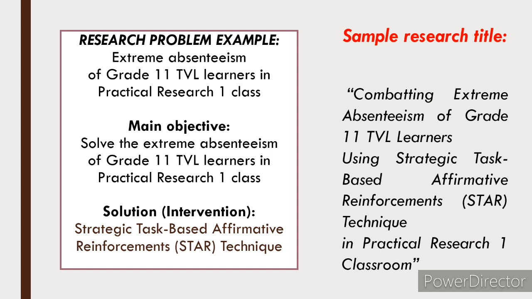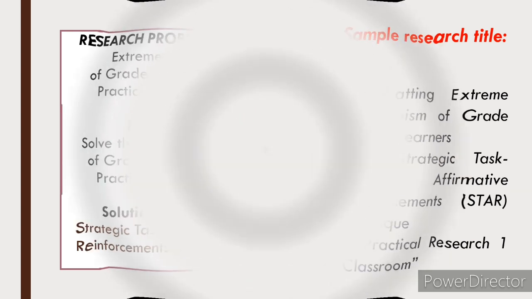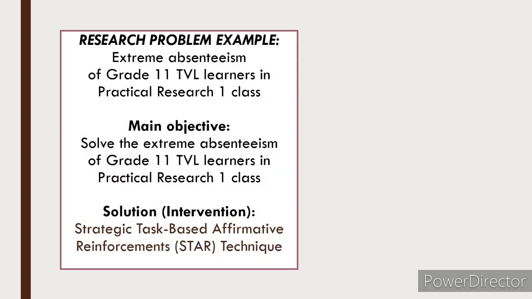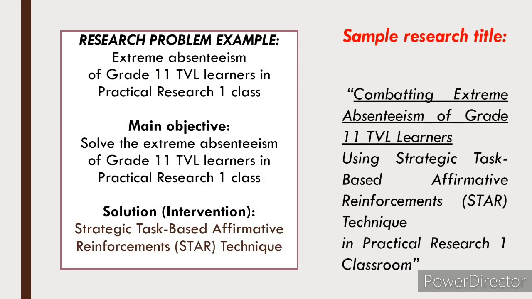If you notice, I simply combined all the ideas into one meaningful research title: Combating Extreme Absenteeism of Grade 11 TVL Learners Using the Strategic Task-Based Affirmative Reinforcements or STAR Technique in Practical Research 1 Classroom. The first part of the research title is actually the main objective that we identified. Remember, my main objective is to solve the extreme absenteeism of grade 11 TVL learners in Practical Research 1 class. So instead of using the word solve, I use a more forceful word, combat.